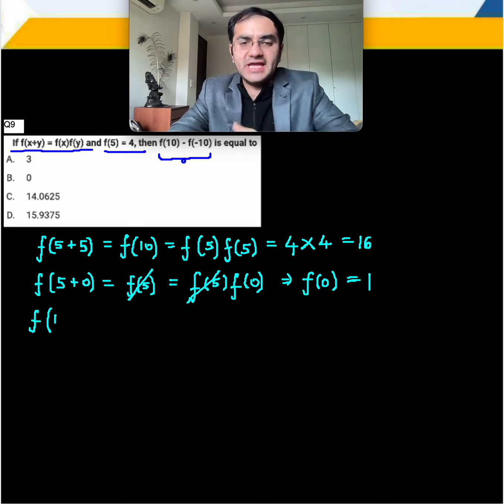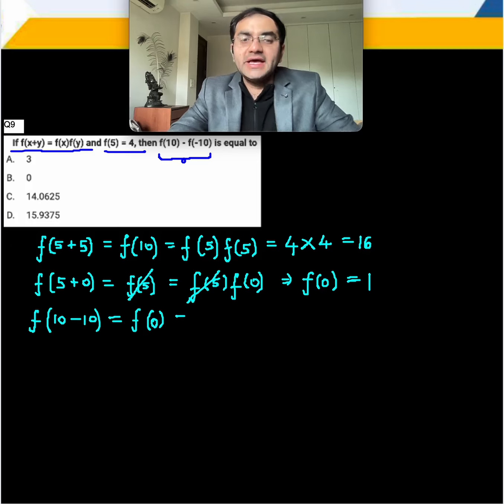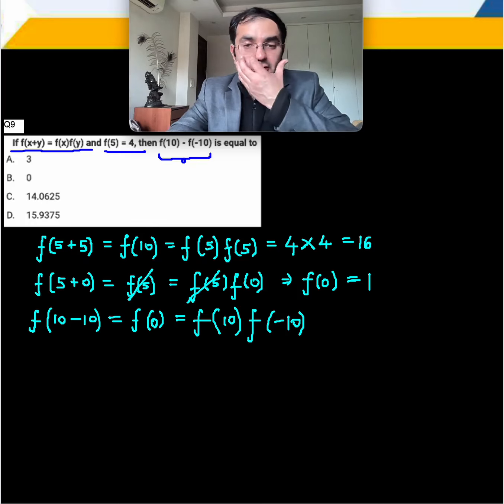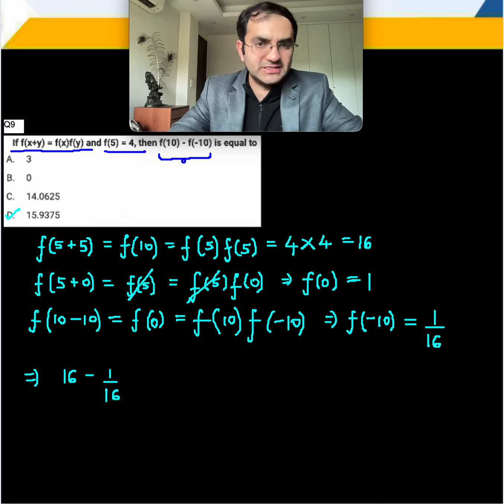F of 10 minus 10, which is f of 0, whose value I have, is now equal to f of x into f of y. That's f of 10 into f of minus 10. Wonderful, beautiful. So I have f of 10 also. Now I'll calculate f of minus 10. f of minus 10 came here, this 1 and this 16, that's 1 upon 16. Done. So f of 10 minus f of minus 10 is 16 minus 1 by 16, which gives me D part as the right answer for this question.